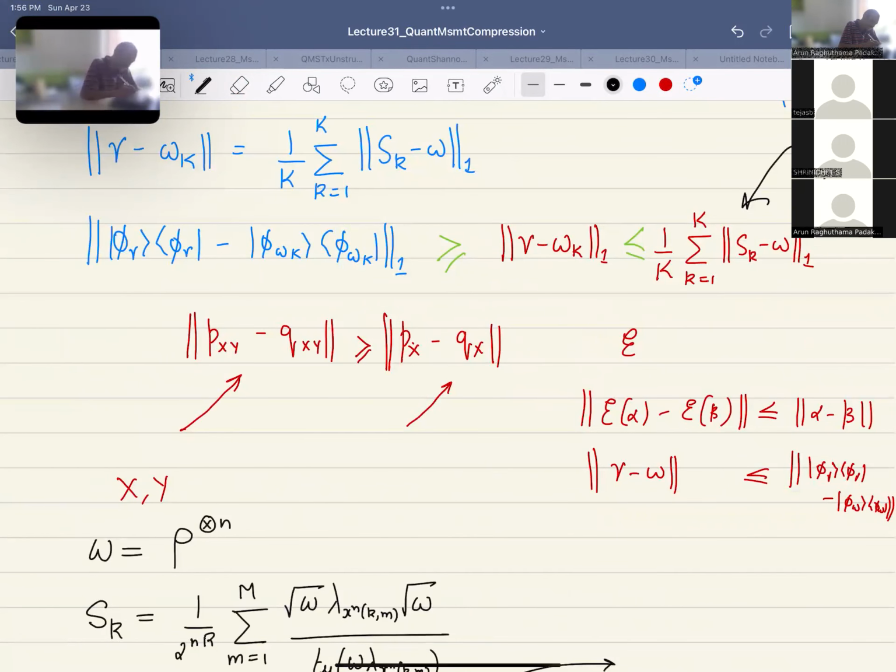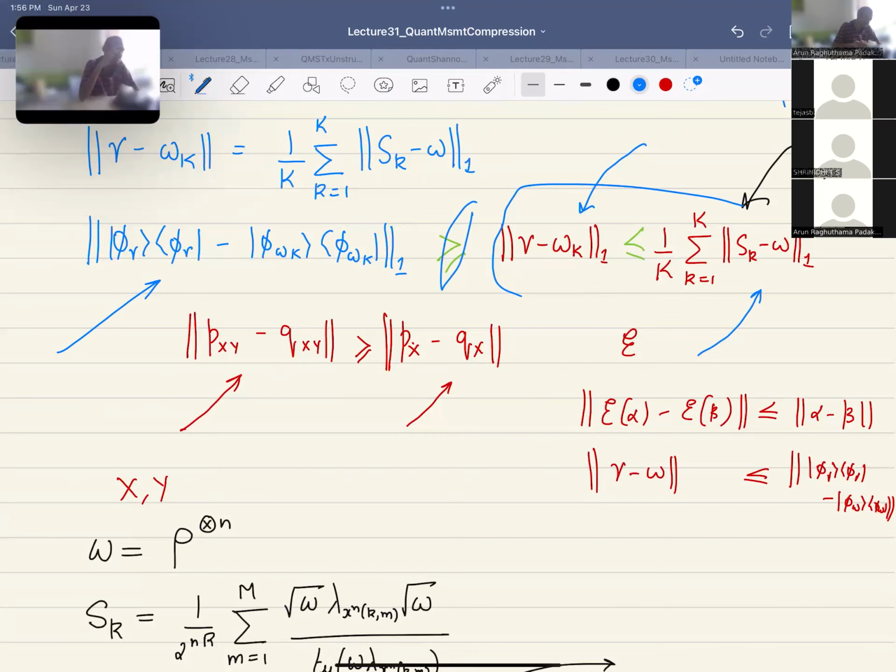It turns out that this identity doesn't work, but I can bound this using the covering lemma. So I can control gamma minus omega k. Now, how do I control the purification?